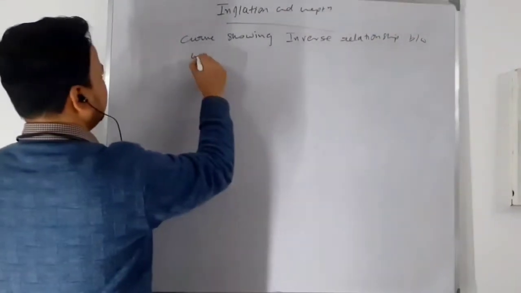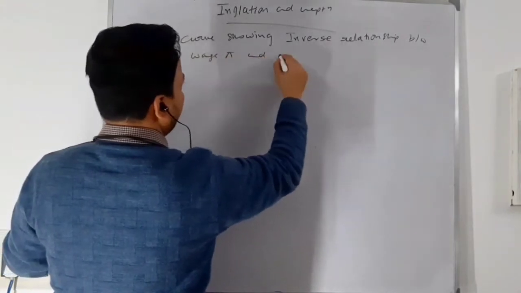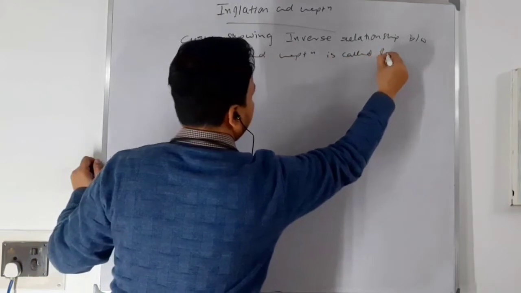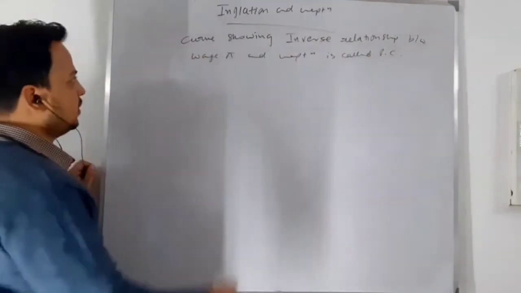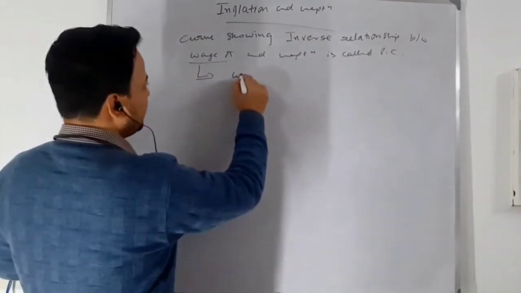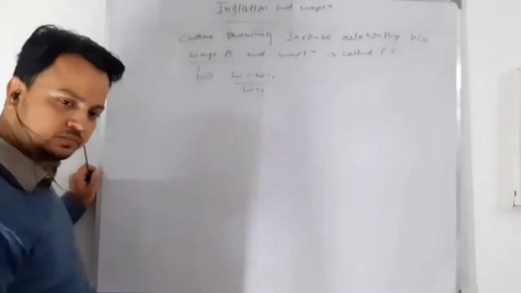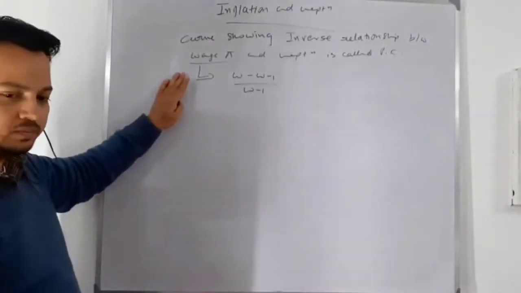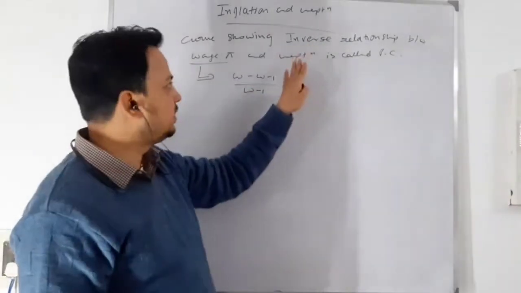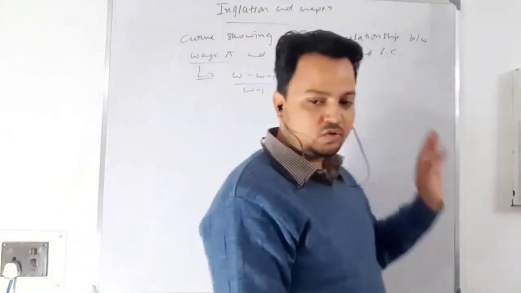Money wage inflation and unemployment is called the Phillips curve. As I have told you, wage inflation is the current year wage minus the previous year wage, over the previous year wage. Now it is clear what the Phillips curve is. It shows an inverse or negative relationship between wage inflation and the unemployment rate. It is called the Phillips curve.